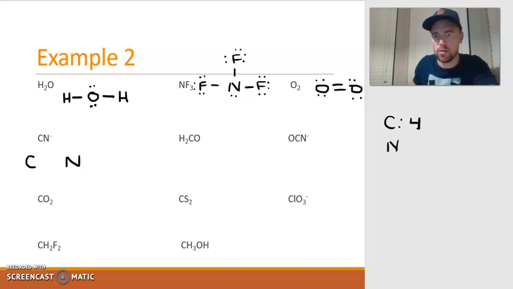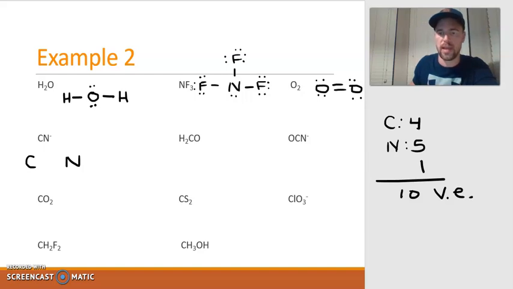Carbon has 4, nitrogen has 5, but then notice this is an ion. This whole thing is a -1 charge. Negative charges mean that there are extra electrons, right? So -1 means that there is 1 extra electron in there. So we have 10 valence electrons total.